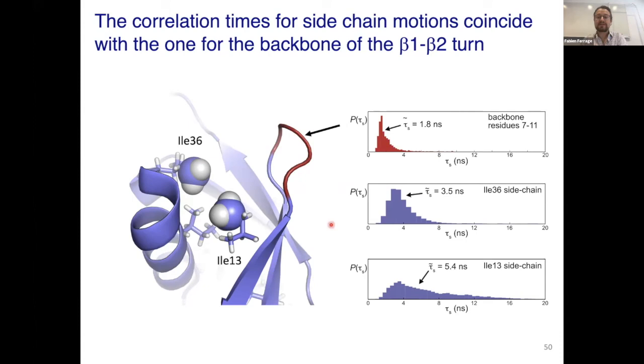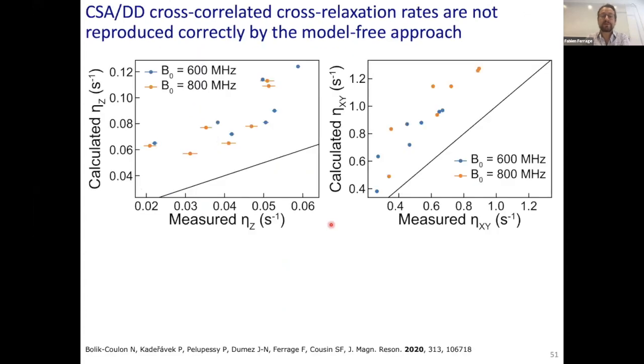So, I mean, this is all well, and I could stop here, but if I have a few more minutes, I would like to show you something that didn't work with this approach. If you look at the very end of this paper that I cited earlier, you will see a figure that looks like this, where we measured CSA dipole cross-correlated cross-relaxation rates, looking at the CSA of carbon-13, and calculated it from our analysis.